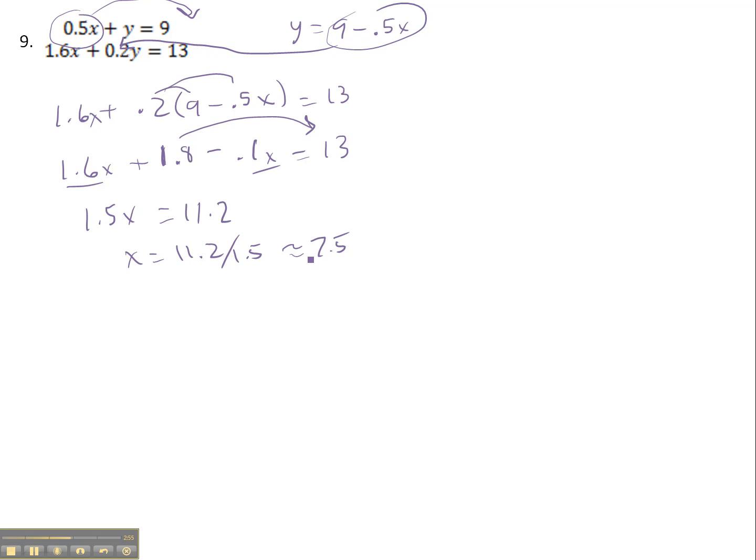Okay, now when I go to substitute that back in so I can find out what y is equal to, don't use this approximated value. You have to use that whole number before it was approximated. So here's my x value. Let's substitute that back in up here and get my y value. So y is equal to 9 minus 0.5 times 7.5. Again, it's the actual version of this number, not 7.5. Don't use the rounded one.